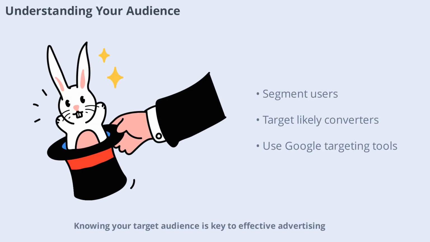Knowing your target audience is key to effective advertising. Google Ads allows you to segment users based on demographics, interests, and behaviors. By focusing your ads on people most likely to convert, you reduce wasted spend and improve your return on investment. Take time to research your audience and use Google's targeting tools to reach them efficiently.